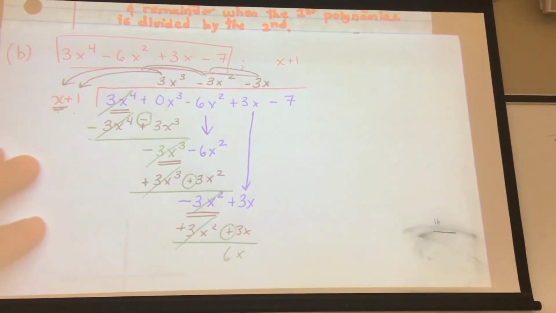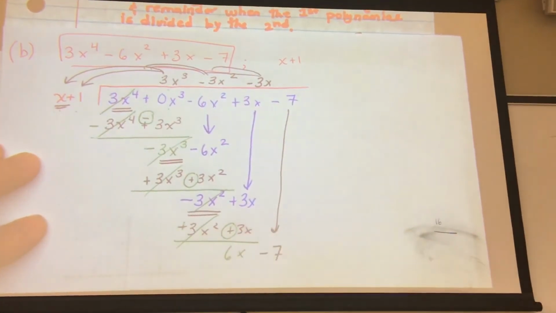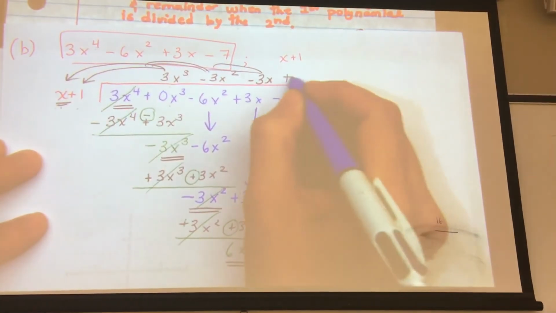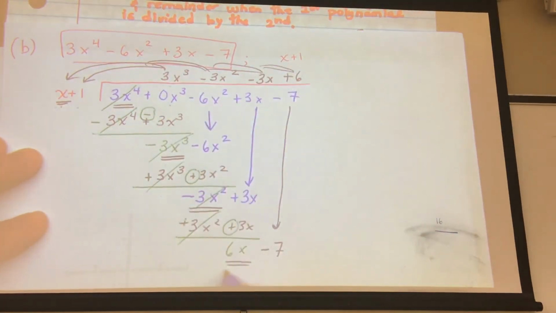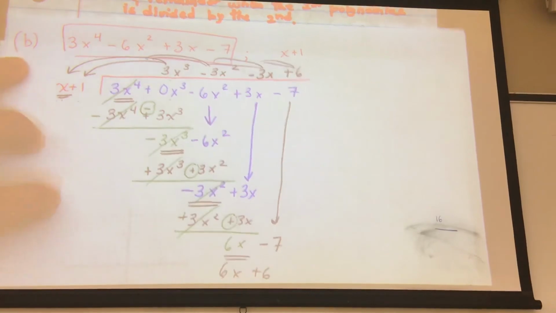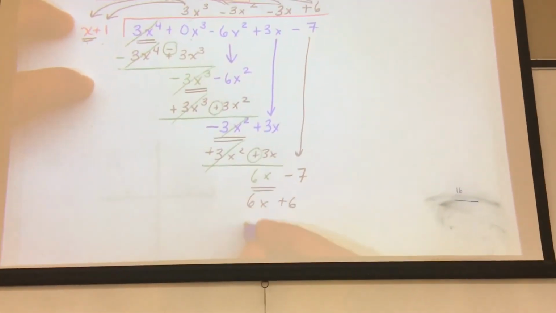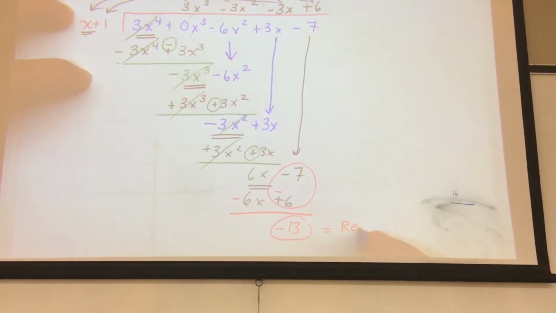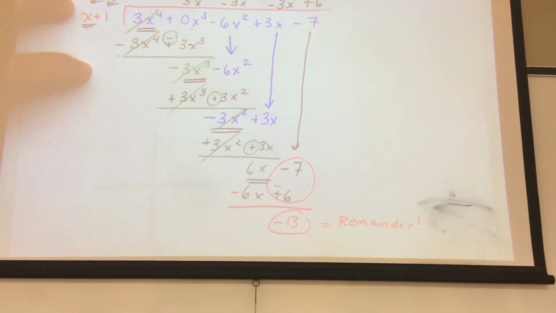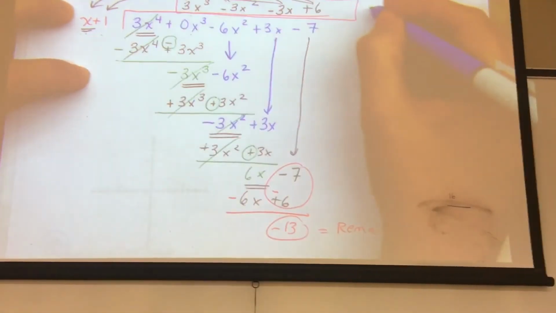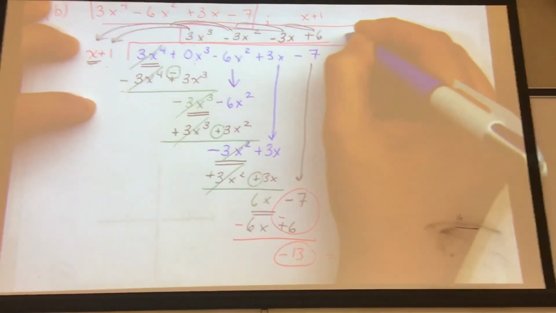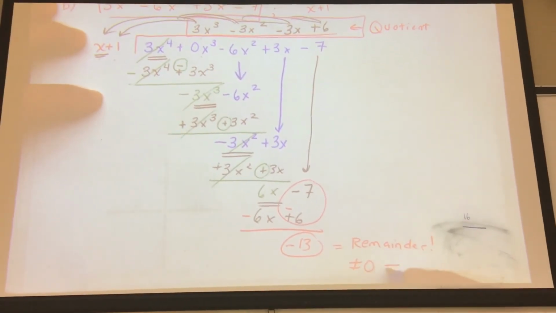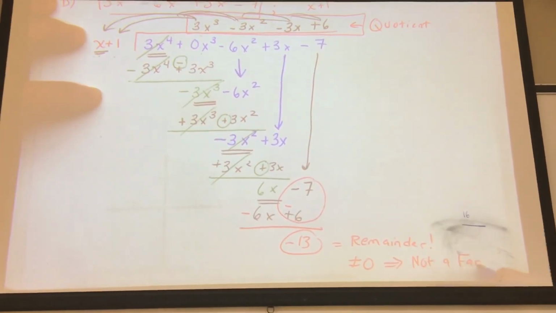And finally, I would bring down my last term and repeat the algorithm one last time. x times what would give me 6x? Positive 6. Distribute 6 to everything in front gives me 6x plus 6. Oh, we're super close to canceling, but no cigar. When I draw my line and change my signs, I actually end up with negative 13 as my remainder. My quotient would be this piece. If they ask you in my math lab for them separately, that's the quotient, that's the remainder. Because the remainder does not equal 0, I can now say this is not a factor.